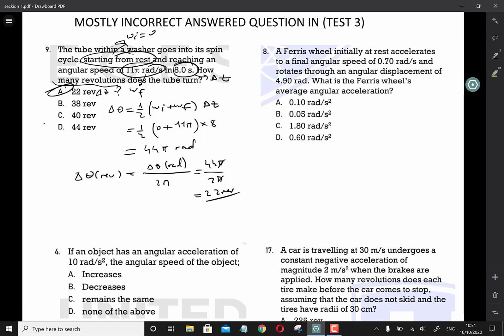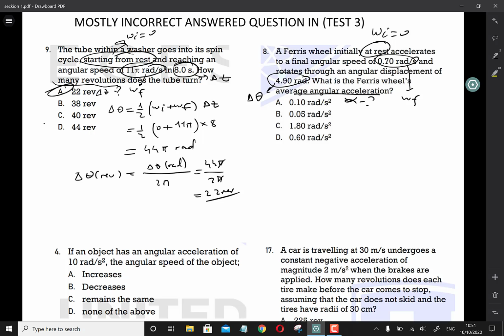And question number 8, a Ferris wheel initially at rest. Initially at rest means omega initial is 0. So it accelerates to a final angular speed, this is omega final, and rotates through an angular displacement, this is delta theta. What is the Ferris wheel's angular acceleration? Calculate alpha. There is no time interval given in this question.